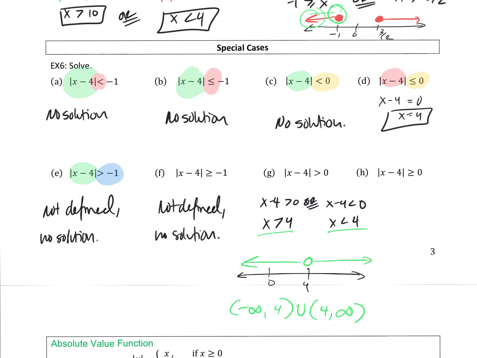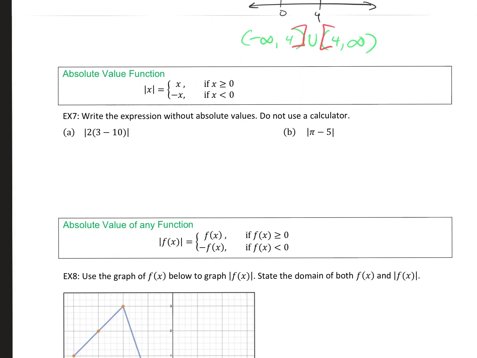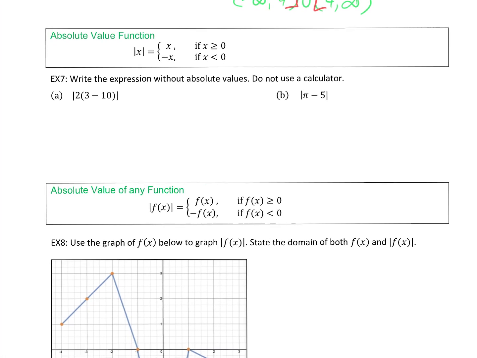Let's take a look at the next one. Now we're talking about x minus 4 greater than or equal to 0. Which, let's see, does that make sense? Well, again, it's just graphing. It's going to be the exact same problem, except we're going to include 4. So let's just go ahead and include 4, which would actually be negative infinity to positive infinity. Okay, so again, those are some special cases that we're looking at. So let's take a look at the absolute value function a little bit more.